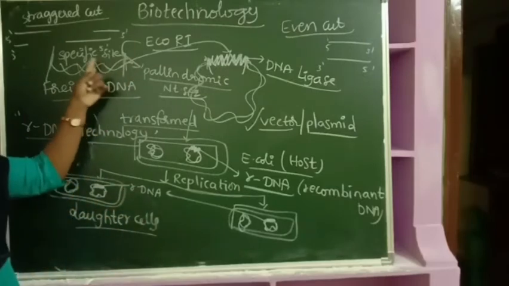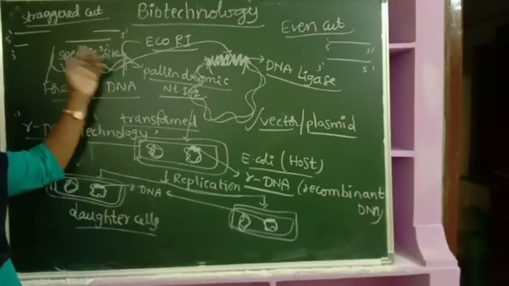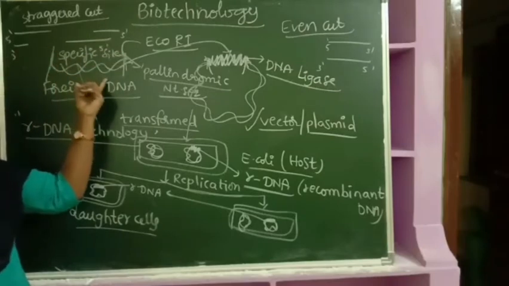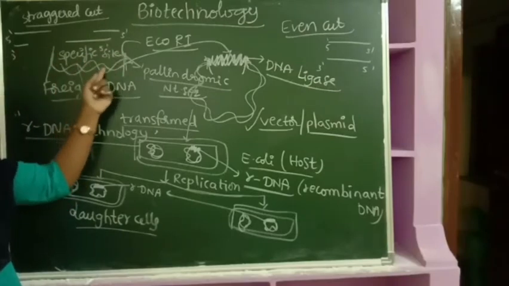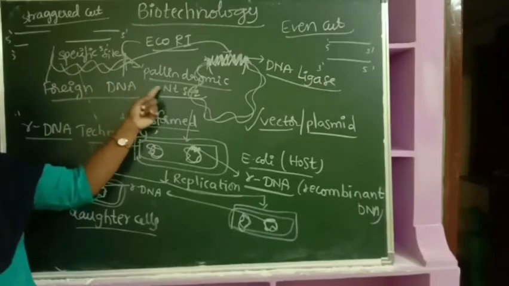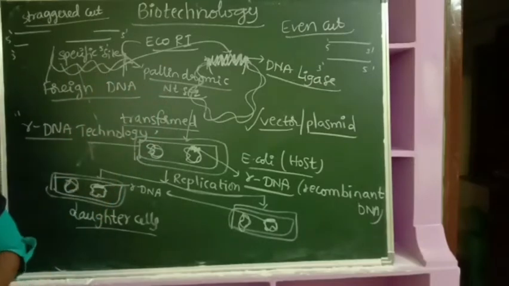Now let's come back to this specific site on the foreign DNA, which we are trying to get from the source organism. Let us talk about the specific site, or recognition site, or palindromic nucleotide sequence. Let's continue.